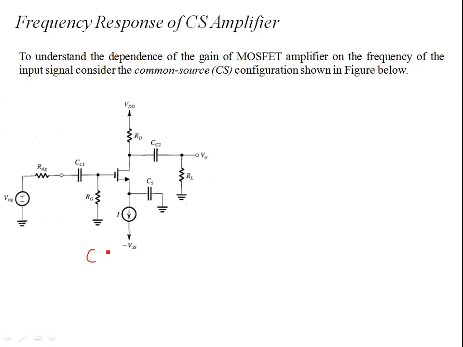Common source amplifier configuration, which is shown in this figure. So to see the frequency dependence of the gain in the common source amplifier, if you recall, up until now we have not included in the small signal models the coupling capacitors or the bypass capacitors, all the external capacitors which are there in the circuit for coupling and bypass.